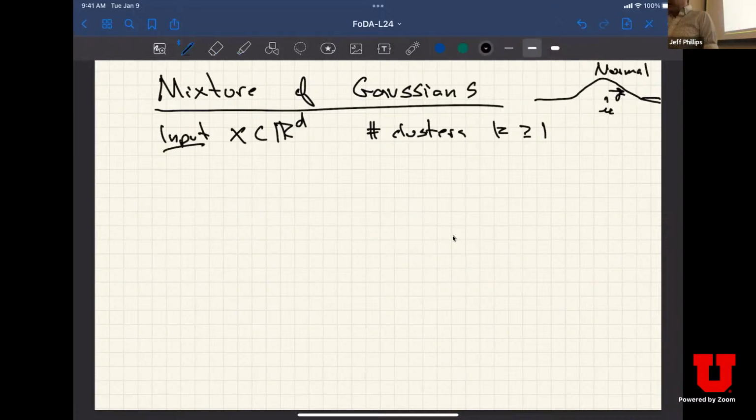All right, so let me write down the PDF of a Gaussian. We're going to write this as f. It's going to be parameterized by a mean. Okay, good. We know how to deal with means in clustering, and covariance.